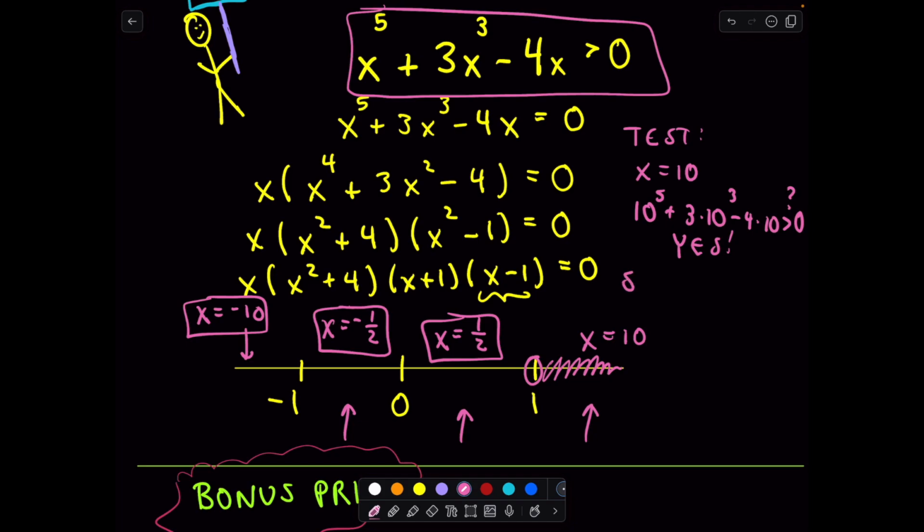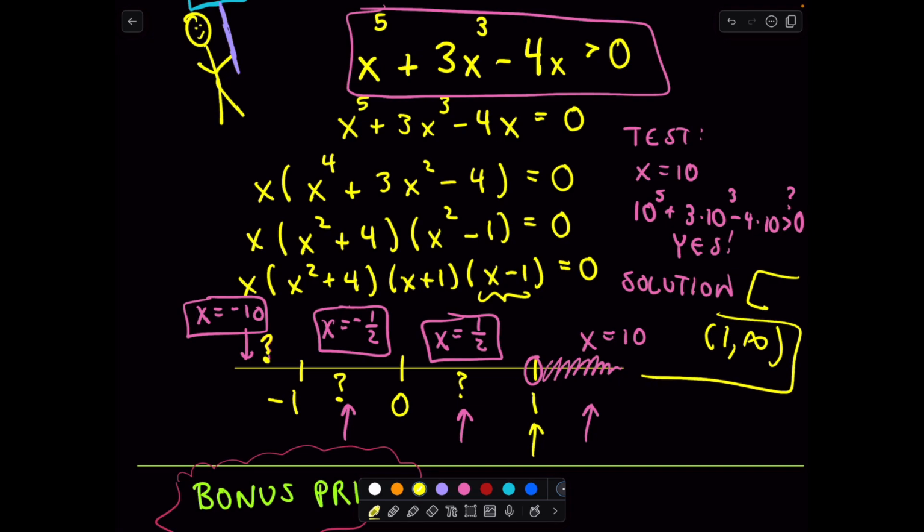So when I go to put my solution set, now I don't know if this first interval works. I don't know if this interval works. I don't know if this interval works, because I haven't checked those yet. But I know that starting at 1 and going to infinity, that's going to be included in the solution set. I know that's at least part of it.